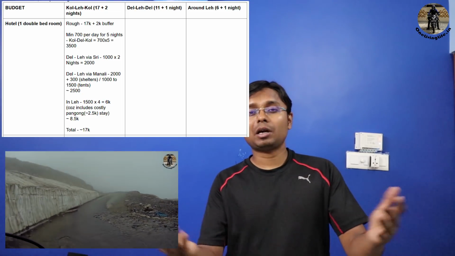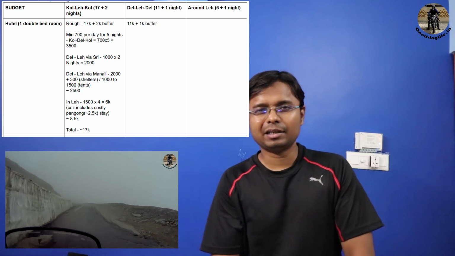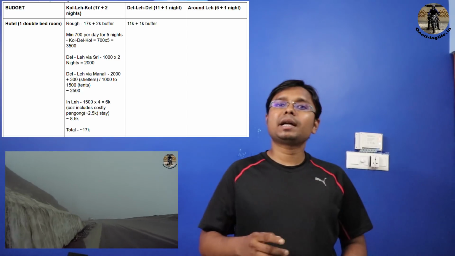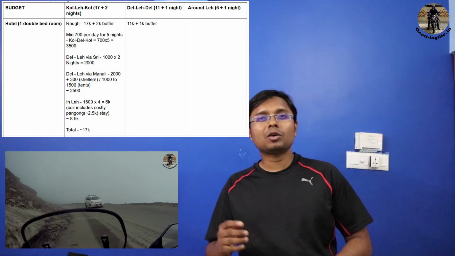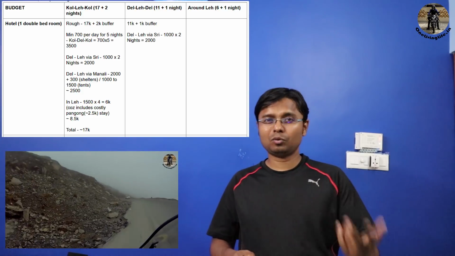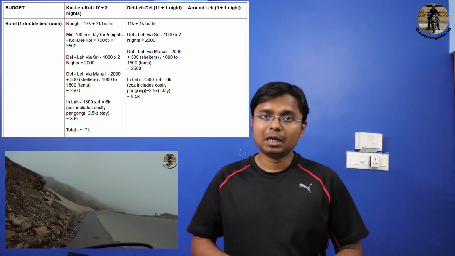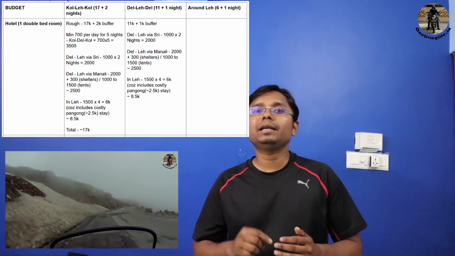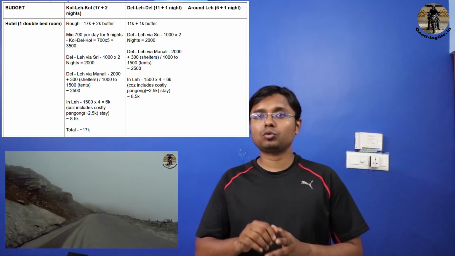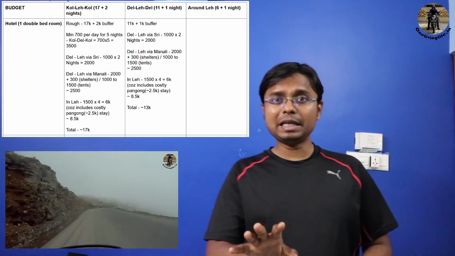Delhi, which is around 11 nights. Let's consider another night as a buffer, that is 12 nights. Once again, as I already told you, Delhi to Leh via Srinagar would be around 2000 rupees for those 2 nights, and in Leh the cost would be around 8500 rupees. So in total for a Delhi to Delhi trip, the average hotel cost would be somewhere around 13,000 rupees.